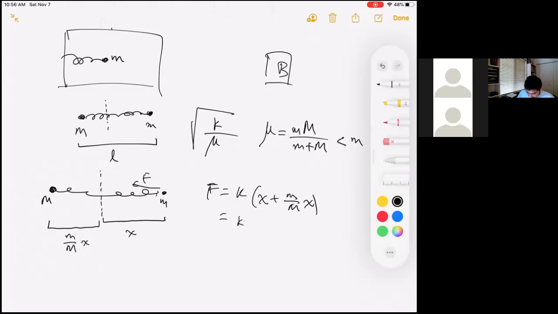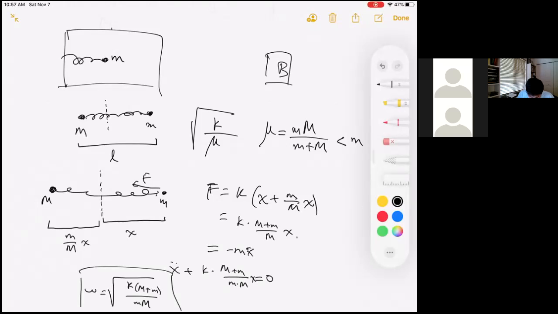The restoring force is k times x, and this is equal to negative little m x double dot. So this becomes x double dot plus k over little m times x equals zero. Then the omega is simply root k over little m. This is the angular frequency, and this is exactly the same as this formula if you see the math.